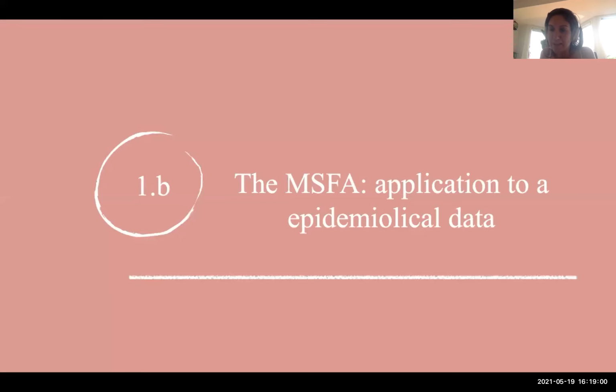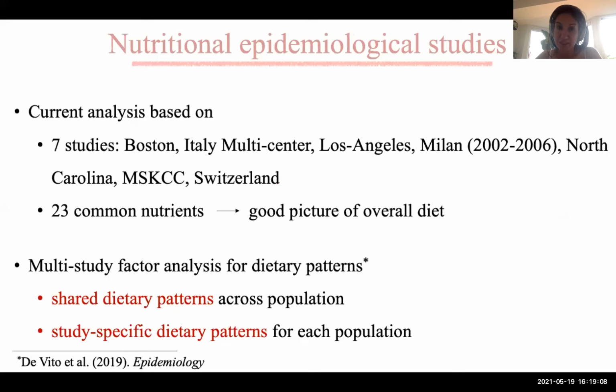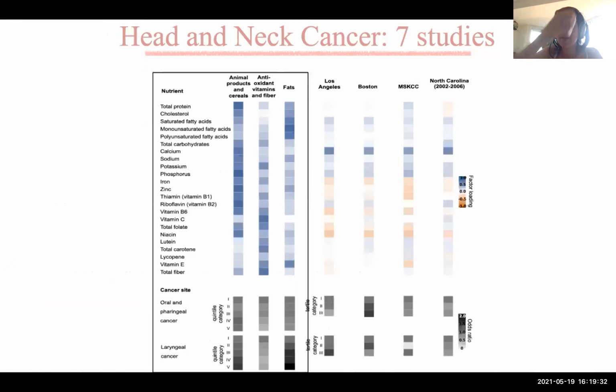Another application where we can see the multi-study from another point of view is multi-study analysis of epidemiological data. Here we have 7 different studies: 4 from the United States and 3 from Europe. We have exactly the same nutrients, and the nutritionists want to assess the common dietary patterns across all of these populations, but also study-specific dietary patterns for each population.